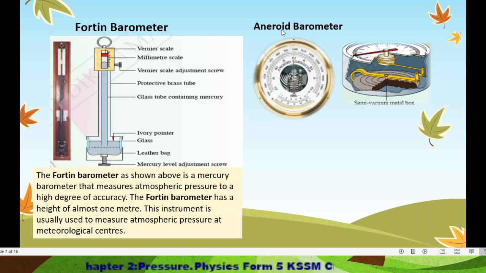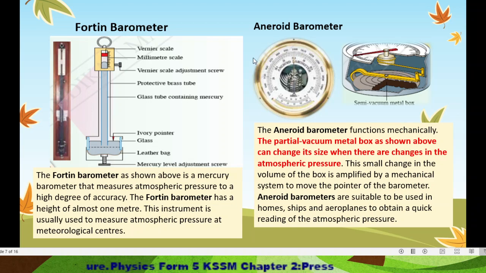Okay, the next one is the aneroid barometer. It looks like a compass, or maybe like a stopwatch. What is this? This is an aneroid barometer, so we can use it to measure atmospheric pressure. It consists of a semi-vacuum metal box. This aneroid barometer functions mechanically. The partial vacuum metal box, as shown above, changes its size when there are changes in atmospheric pressure. Okay, this one can change its size. The small change in volume of the box is amplified by a mechanical system to move the pointer of the barometer.